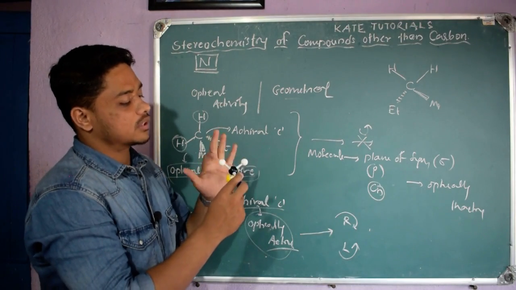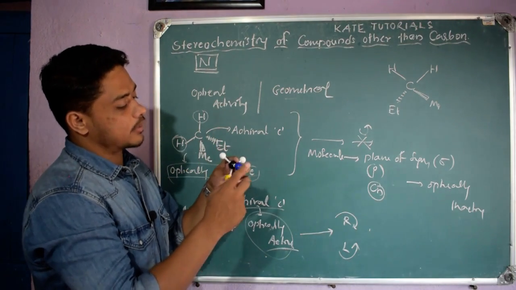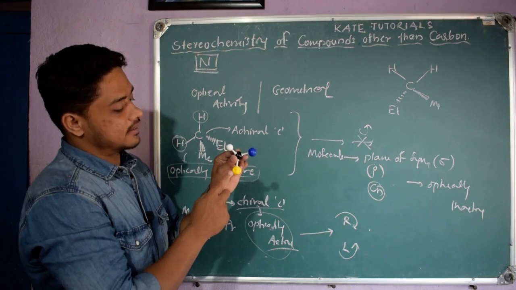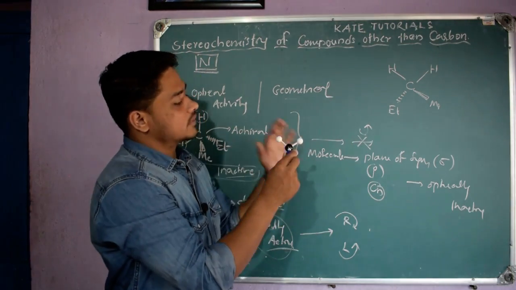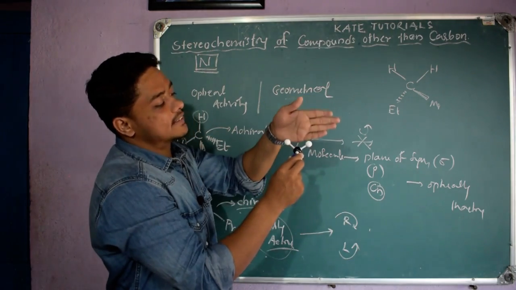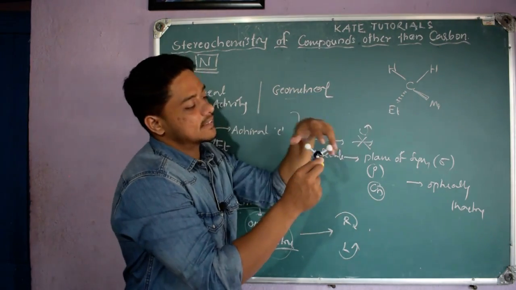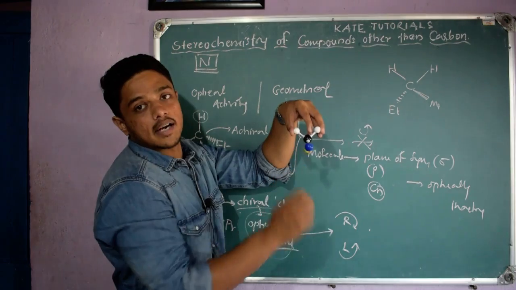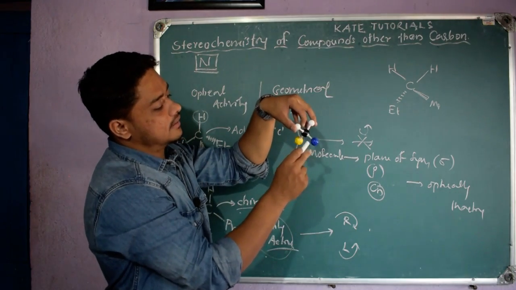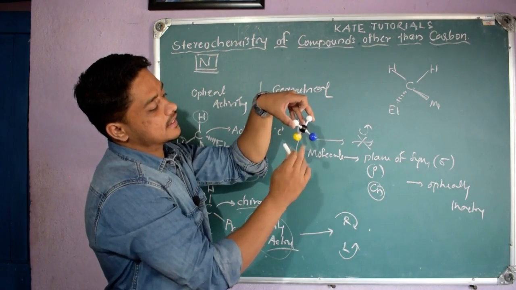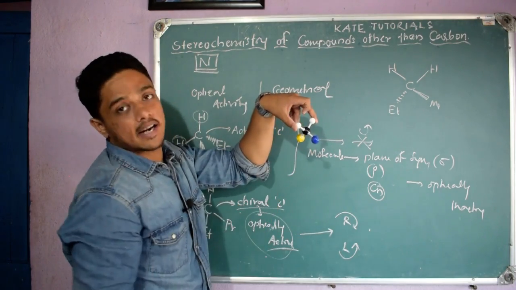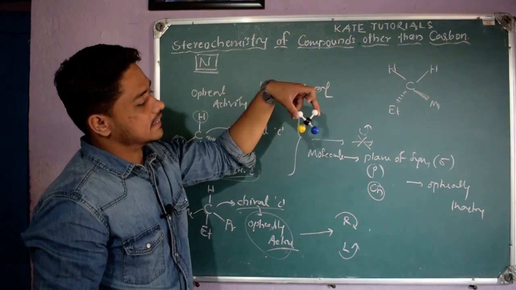It contains one hydrogen, two hydrogen, and let me call blue as methyl and yellow as ethyl. So the molecule is like this. See, this hydrogen, carbon, hydrogen all are in the same plane. This methyl is above the plane, right? So this methyl is above the plane and this ethyl is below the plane. If this is the plane, this is below, this is above, and hydrogen, carbon, hydrogen are in the same plane, right? So this is the structure.